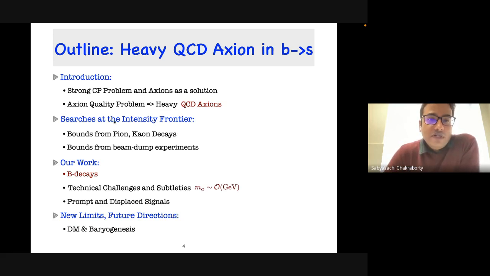After this brief introduction, I'll also talk about the present-day searches at the intensity frontier, how one looks for axions in pion-kaon decays, beam dump experiments, neutrino experiments, and so on. But all of this, as you can imagine, pions have mass around 150 MeV, kaons around 500 MeV. So all of this would constrain an axion which is light.